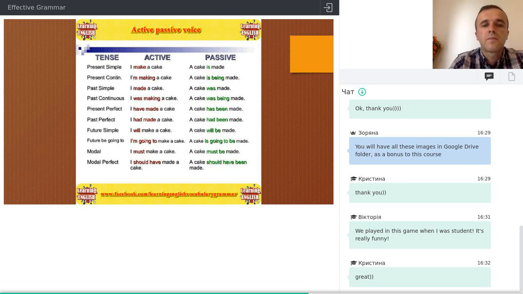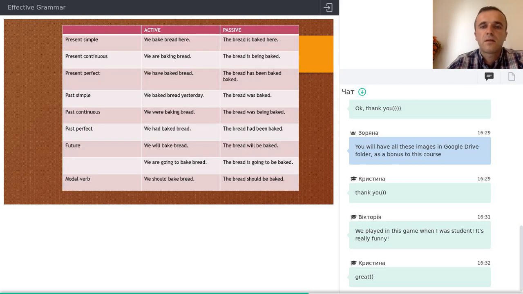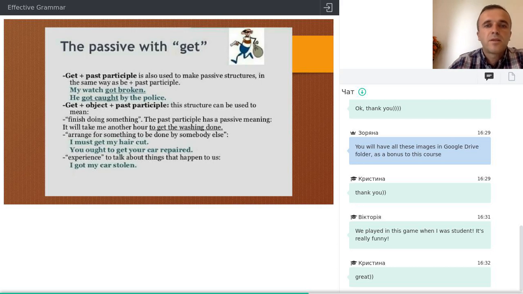So you have to involve them more if you want your classes to be productive and efficient. Okay, the same thing is with this template. You just close the right side, the left side of this template, and then the right side, and you can practice the passive voice.